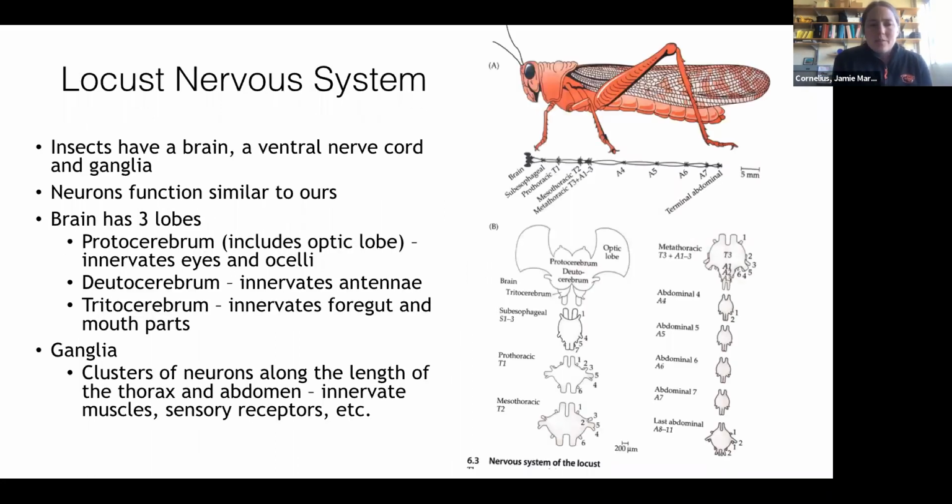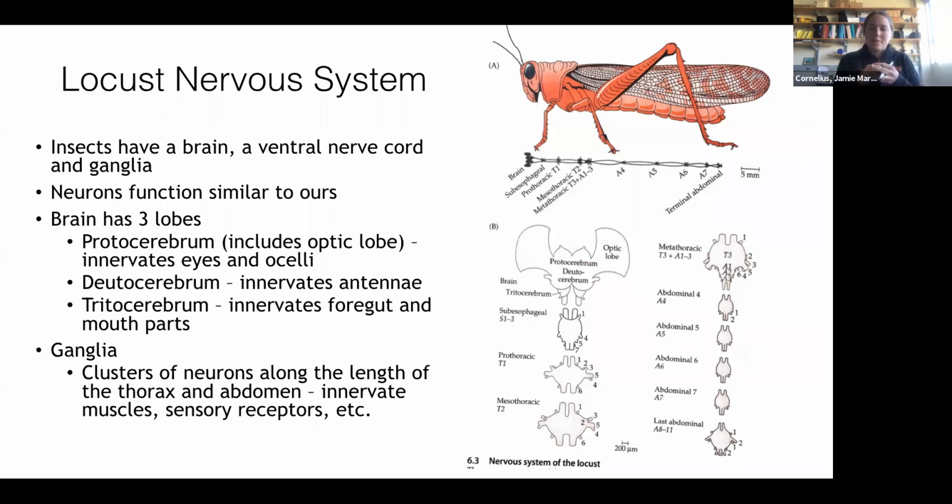In the locust nervous system, they have a brain, pictured in part B of the figure here at the top. Then there's a ventral nerve cord that connects all of the different central nervous system structures along the length of the locust. And then there are ganglia, which are clusters of neurons that are basically like mini brains.